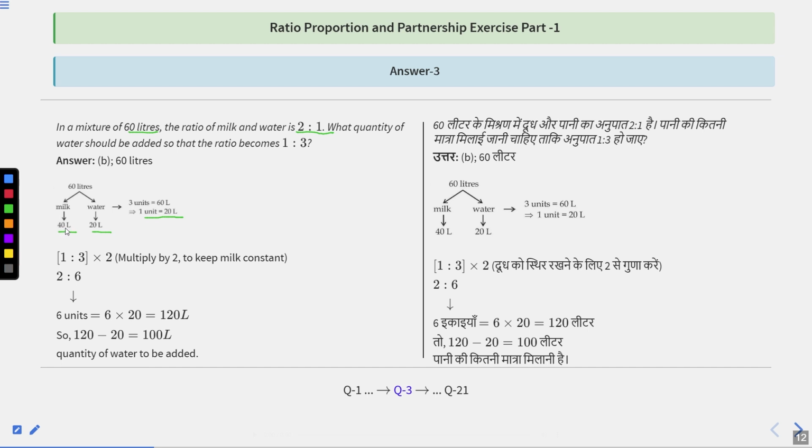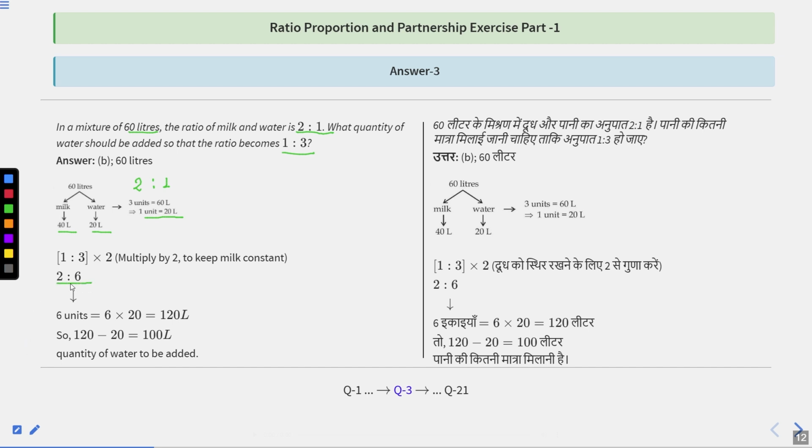And the question says how much water should be added so the ratio becomes 1:3. So first, what can we do? We add some water. So first thing, we make the ratio equal. Clear? So 1:3, and we know that in the first part, the ratio was 2:1. So we know that milk is constant. So we try to make the milk ratio equal. So we multiply 1:3 by 2, which gives us the ratio 2:6.